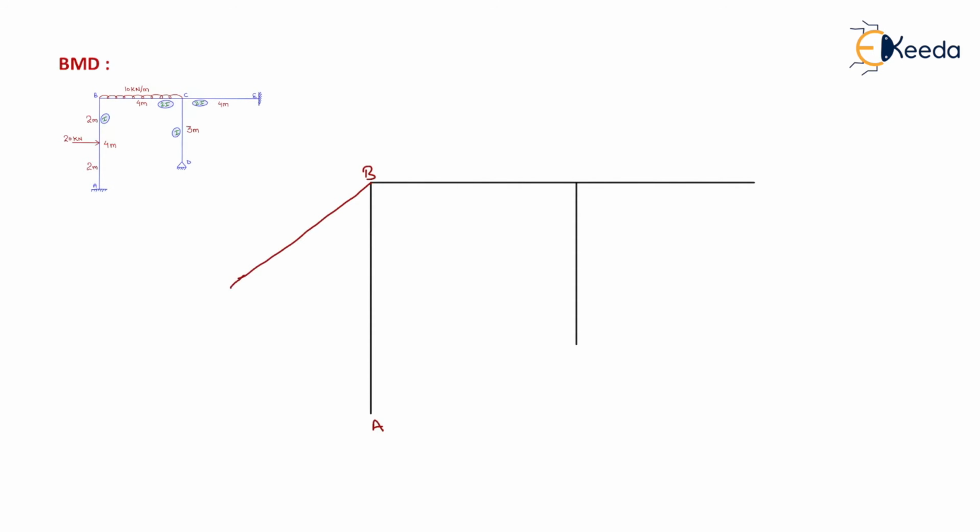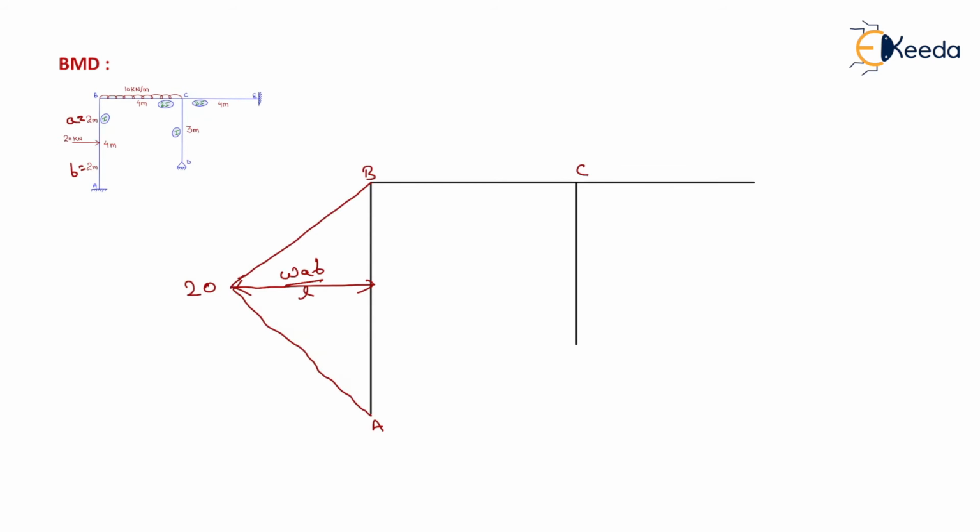and its magnitude will be equal to WAB by L. On putting the value, we will get the value as 20 kilonewton meter, because A is 2 meter, B is 2 meter, and W is 20 kilonewton, and AB is 4 meter length.